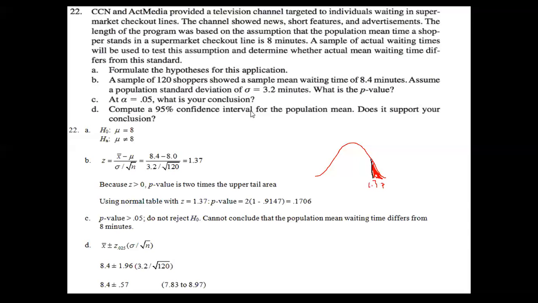Now, does it support our conclusion? Yes, it does. We can't reject it because 8 is within this region. So since 8 is within that region, we cannot reject it. So we could have done this calculation 2 ways, the critical value way, or even using our confidence interval method.